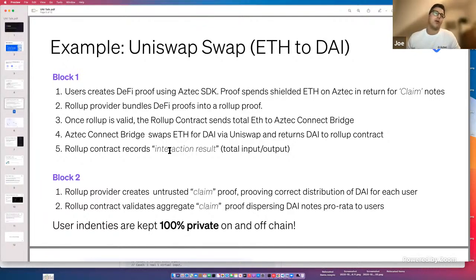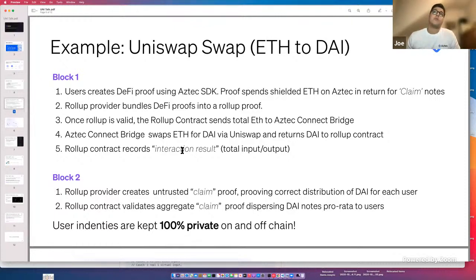The user just waits for another block. This is an Ethereum block, not an Aztec block, and they will receive back notes that are now worth ZK DAI on Aztec in step 2. Those ZK DAI notes are completely fungible. They can be sent, they can be withdrawn from the rollup back to L1, or they can be used in future DeFi interactions through other bridges.